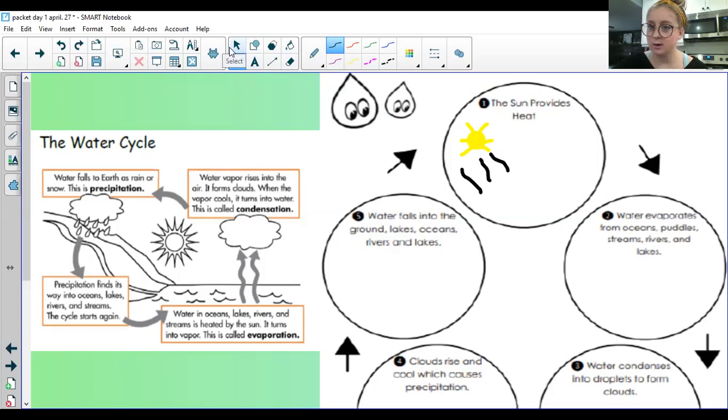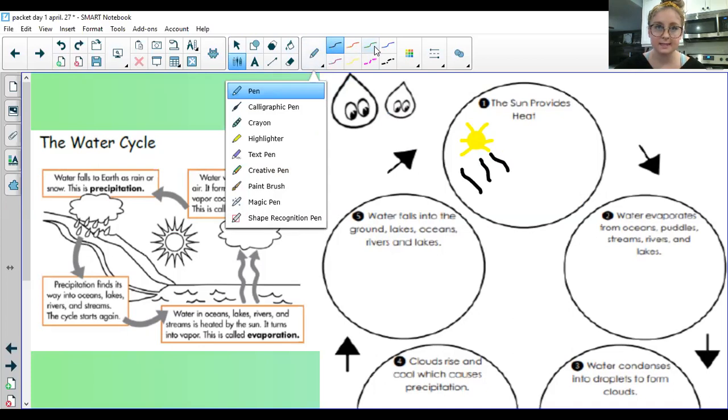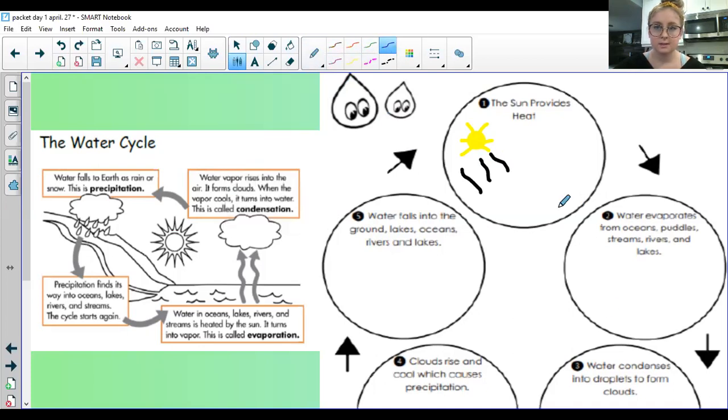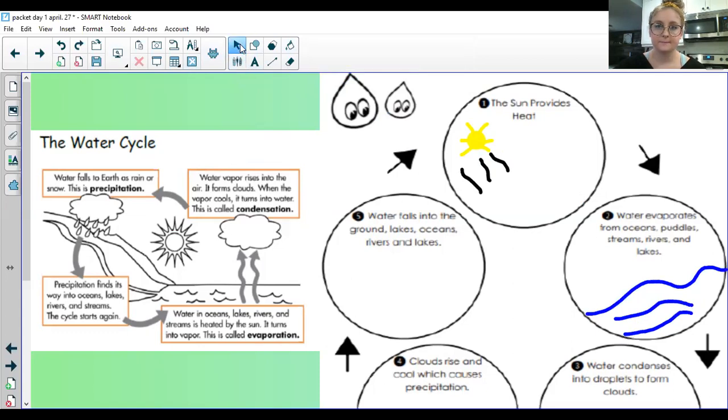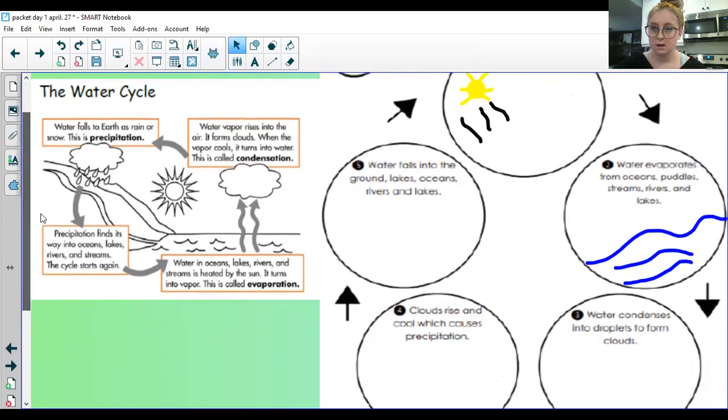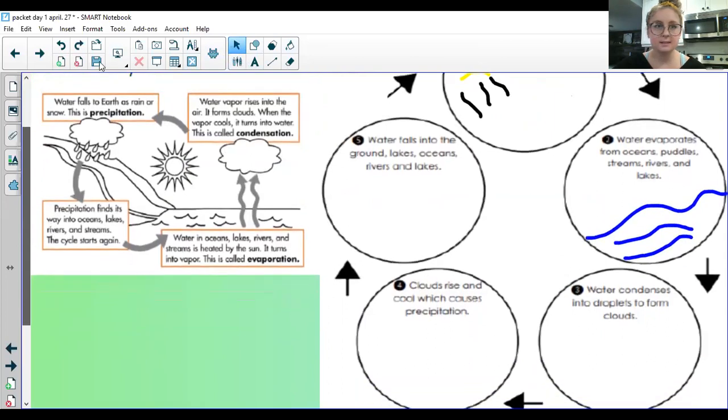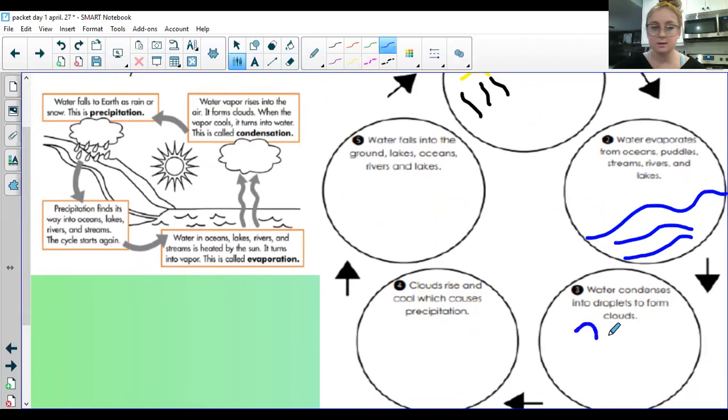Water evaporates, forms oceans, puddles, streams, rivers, and lakes. So what I'm going to do is I'm going to make it simple for myself. I'm just going to make something with water. Okay. Water condenses into droplets to form clouds. So I love drawing some clouds. So I'm going to draw some clouds. Don't make fun of my clouds. That looks like a chef's hat or a muffin, whatever, it's fine.